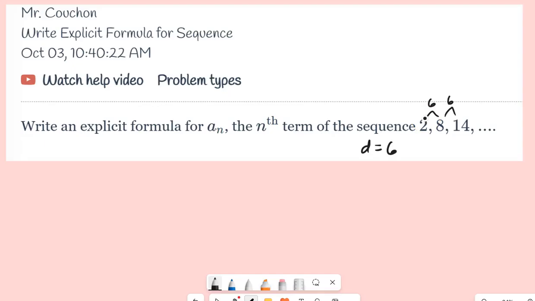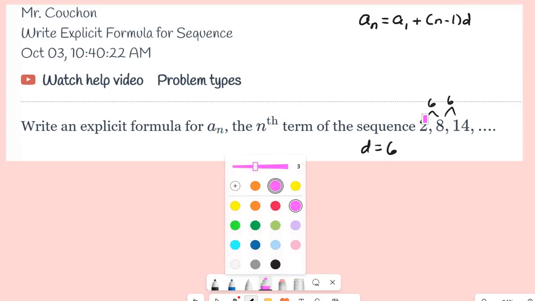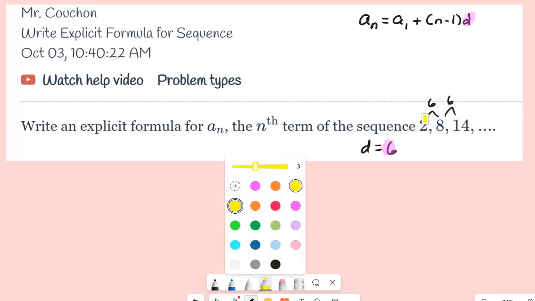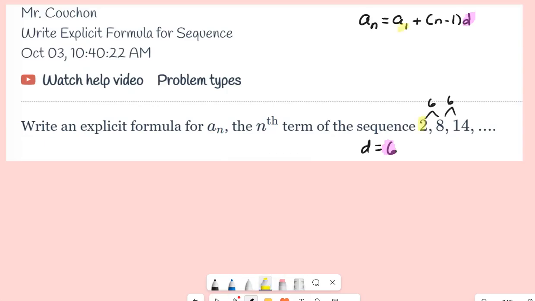So let's remember the explicit formula. It was a sub n equals a sub 1 plus n minus 1 multiplied by the common difference. Do we have the common difference? Yes, we do. It's 6. So I know what that is. Do we have the first term? Yes, we do. It's a sub 1. It's 2. So that's going to go there. And then we just have to do a little algebra to simplify this.